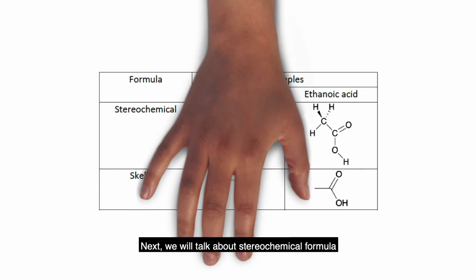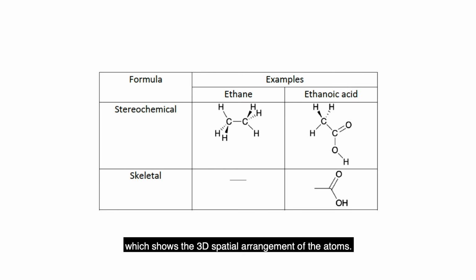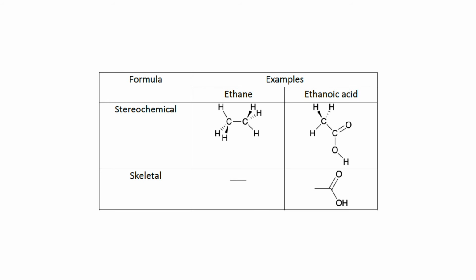Next, we'll talk about Stereochemical Formula, which shows the 3D spatial arrangement of the atoms. The wedge bond means that the atom is coming out of the page, while the dash bond means that the atom is pointing into the page.